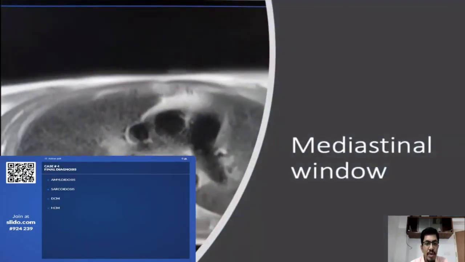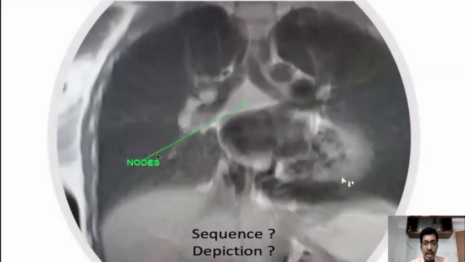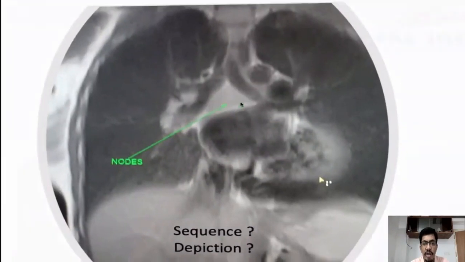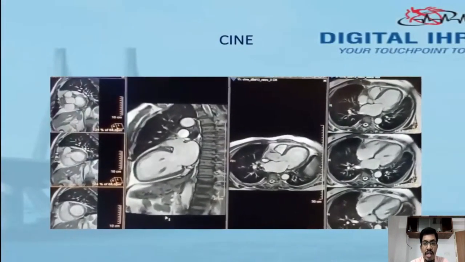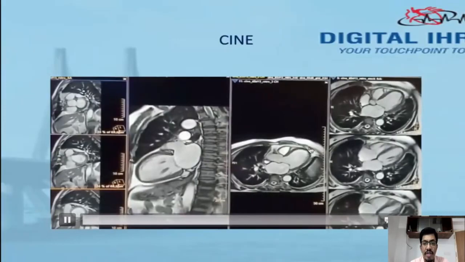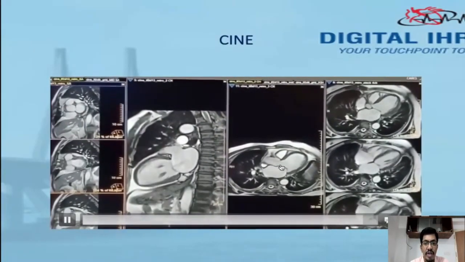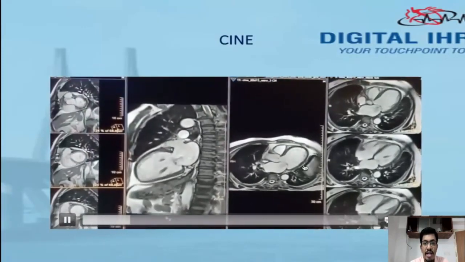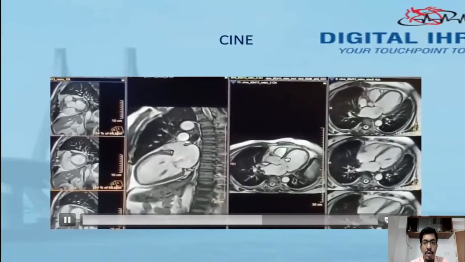In the HASTE sequences, we could see significant hyperintense areas, and these were the mediastinal lymph nodes, which were very prominent. And the coronal section again showed a significant mediastinal carinal lymphadenopathy. And these are the cine images. You can clearly see that there is a left atrial enlargement, a left ventricular enlargement, and a right atrial and right ventricular enlargement with significant regurgitation. There is a regional wall motion abnormality, but it is not in a vascular territory. It's more of a global hypokinesia.